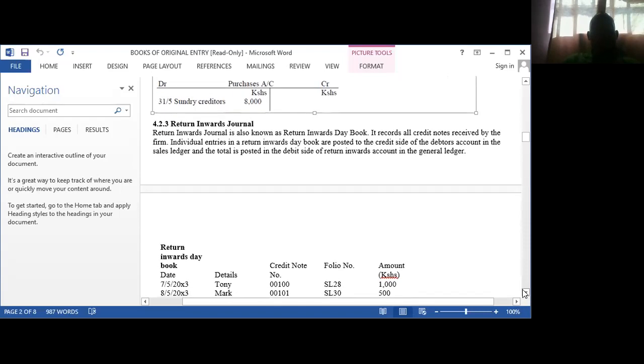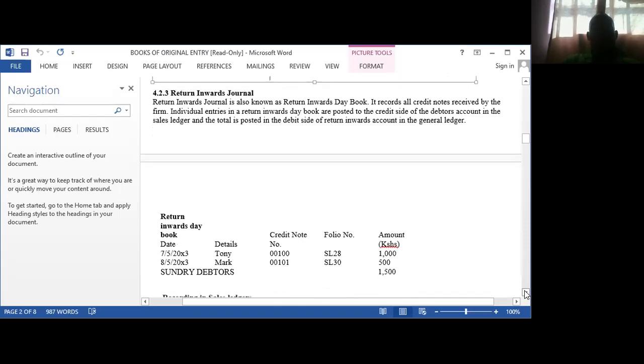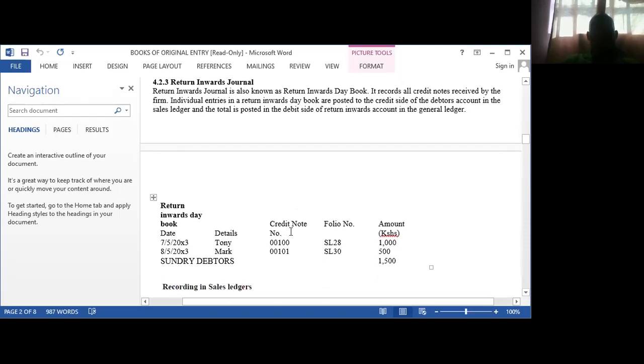And you find that it's going to be almost the same, but this column is going to be quite different. Instead of having the invoice number here, we write the credit note number. But note, the source document for return inwards is actually the outgoing credit note.